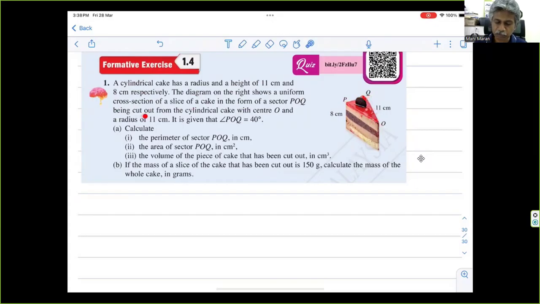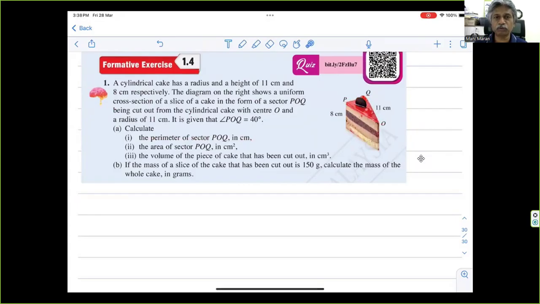So this is cut out from the cylindrical cake with center O and radius 11. It is given that angle POQ is 40 degrees. You are given the angle here. So POQ, this angle is given as 40 degrees. You're asked to find what is the perimeter of sector POQ. So this whole sector, what is the perimeter?